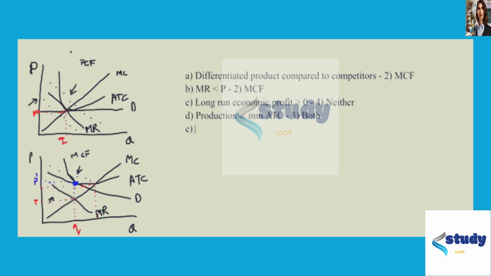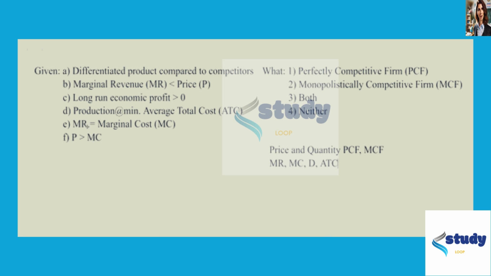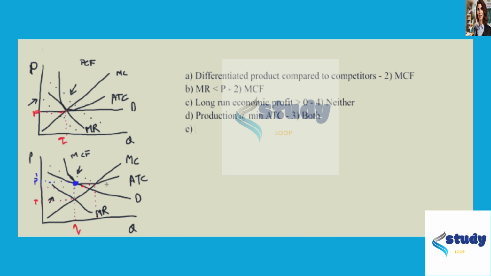What does characteristic E say? It's a firm where the marginal revenue equals the marginal cost. You can see that for both firms, the marginal revenue indeed equals the marginal cost. So we see this point and then this point. MR equals MC, it's true for both.